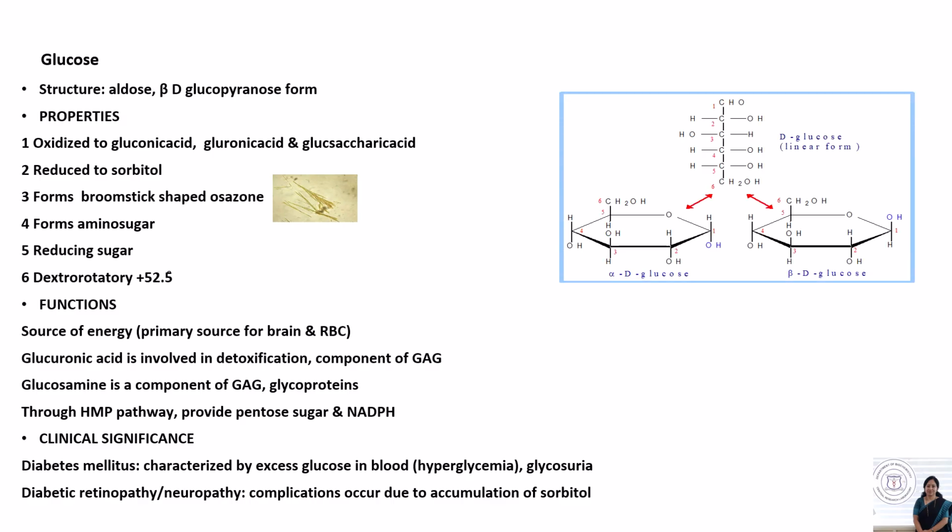So this is the structure of glucose, which is present in the pyranose form. At the anomeric carbon atom, two different stereoisomers can be formed, that is alpha D glucose and beta D glucose. And because of this formation of alpha D and beta D glucose, the mutarotation property of glucose is mainly because of this alpha D and beta D glucose.